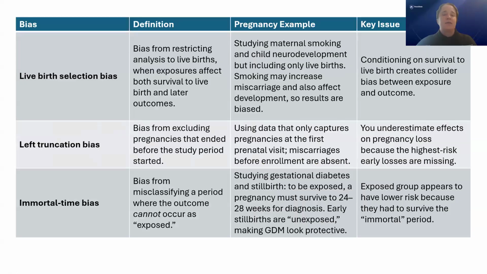So just to recap, the three important biases in perinatal epidemiological research are: live birth selection bias, from restricting analyses to live births. So when exposures affect both survival and live birth and later outcomes, that's something to consider, and that's a pretty common bias in perinatal epidemiological research. Left truncation bias, which is bias from excluding pregnancies that ended before the study period started. And then immortal time bias, which is bias from misclassifying a period where the outcome cannot occur as exposed.